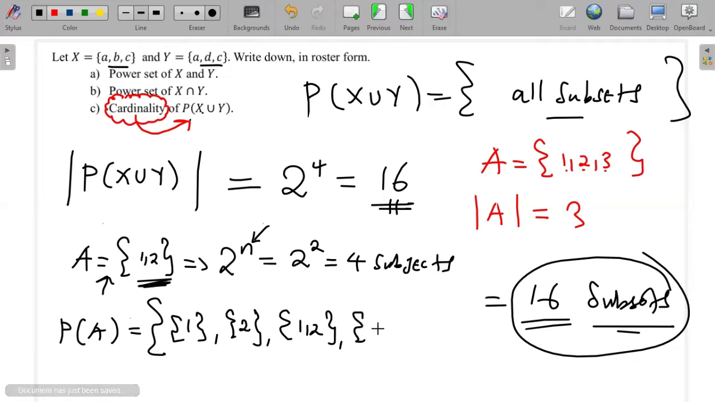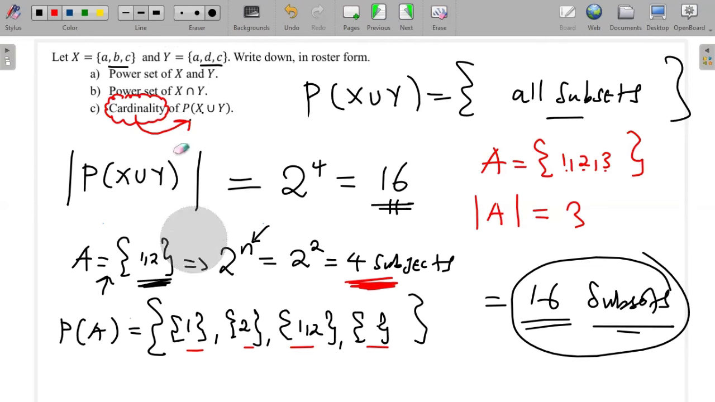So I'm going to put the empty set there. So you can now count the number of subsets that you have here. 1, 2, 3, 4. This is the 4 that I found using the formula, right? So now I brought it to simpler terms so that you understand. And then now we can go to the other one there.